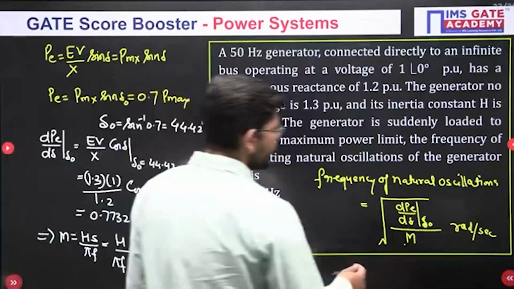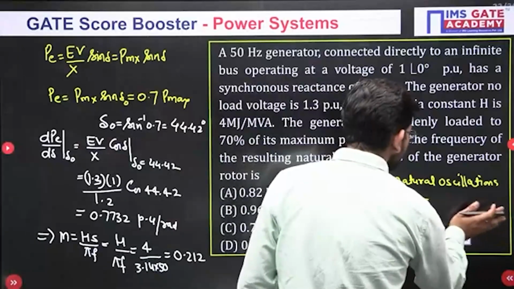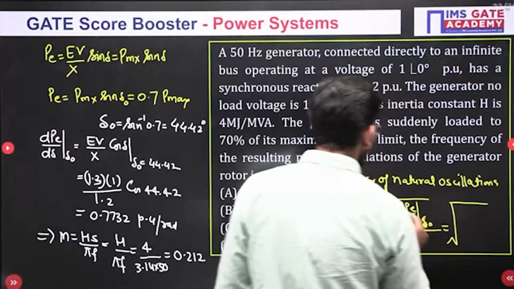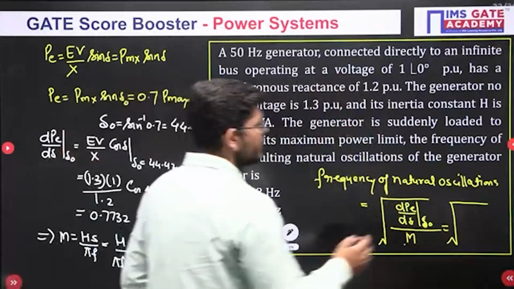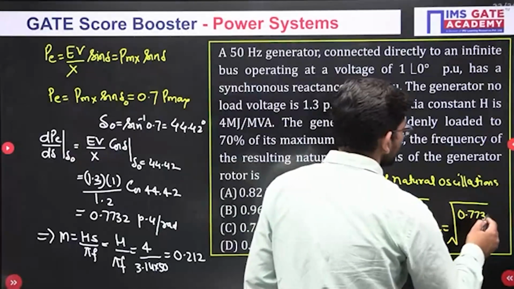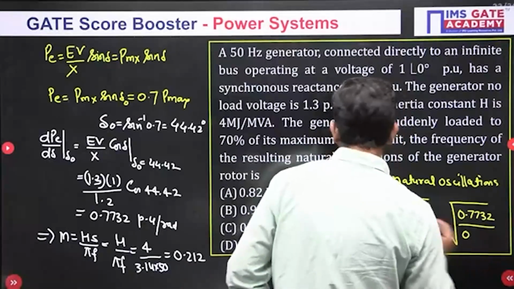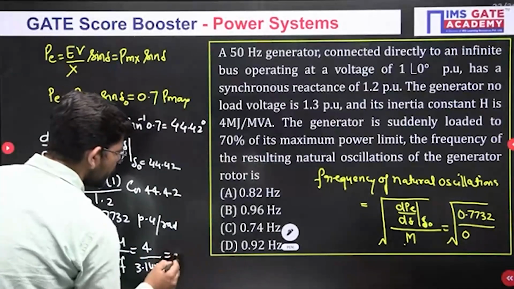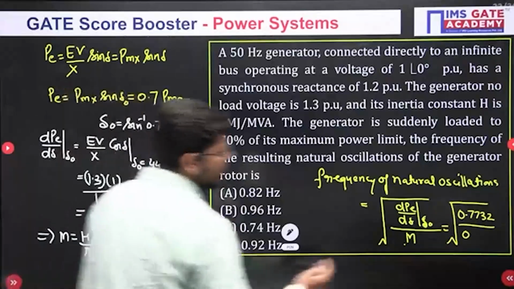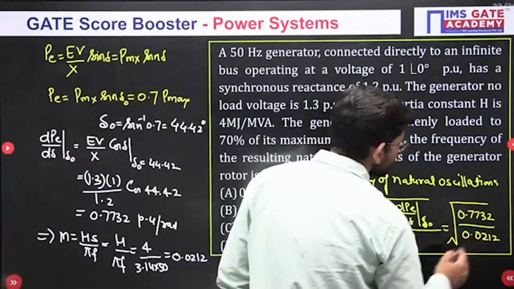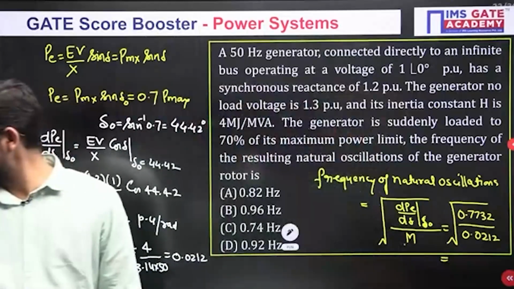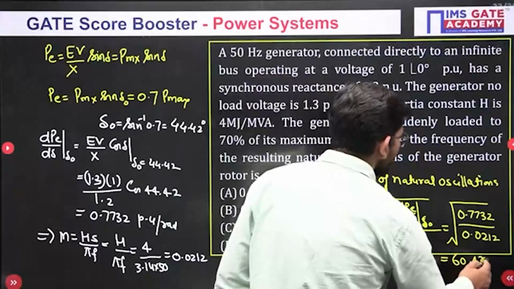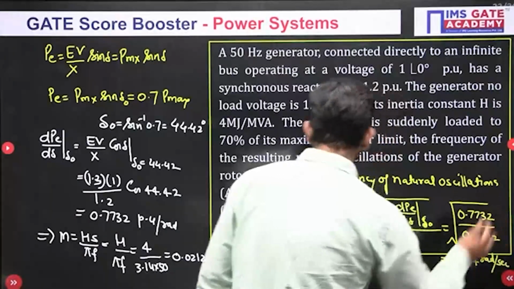Now come back here and put the values. What answer will you be getting? This value you have calculated is 0.7737, and the value of M is 0.0212. So write here 0.0212, and when you solve it, you will get 60.4 radian per second. The answer will be in radian per second first.